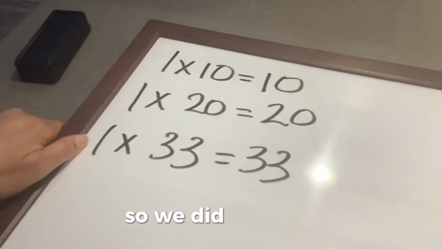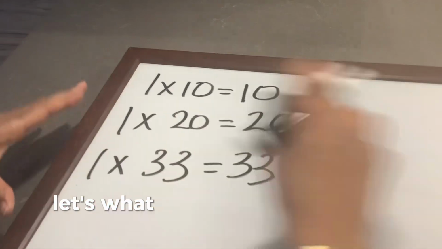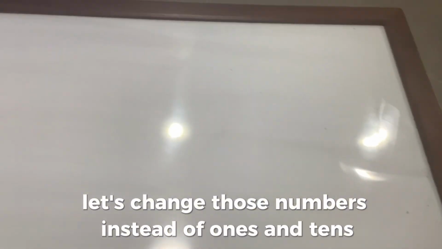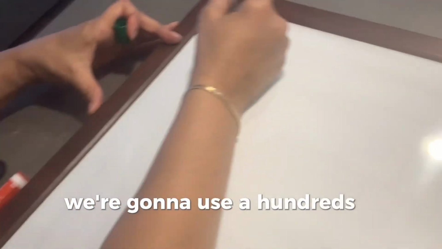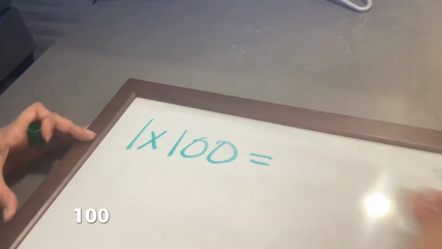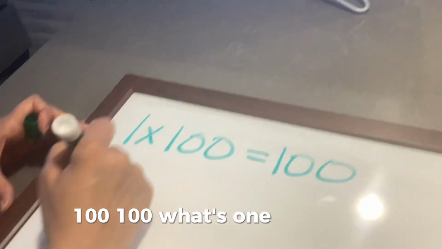All right, so we did 1s and 10s. Let's see what happens if we change those to hundreds. Instead of 1s and 10s, we're going to use hundreds. So what's 1 times 100? 100. What's 1 times 200?